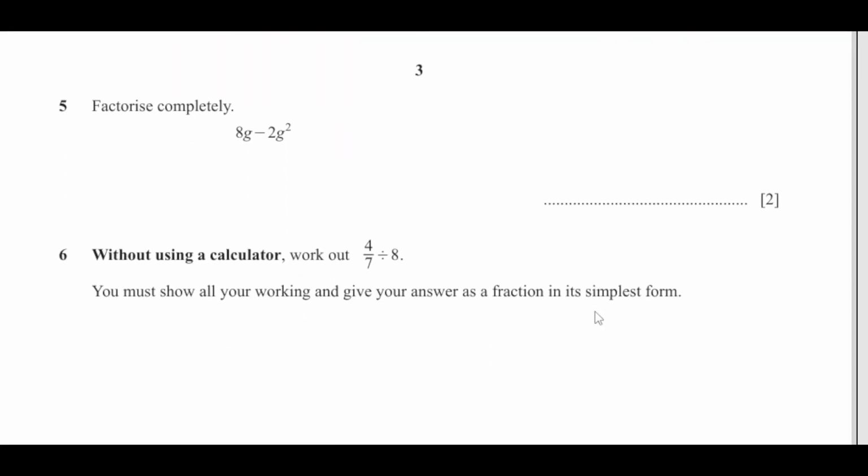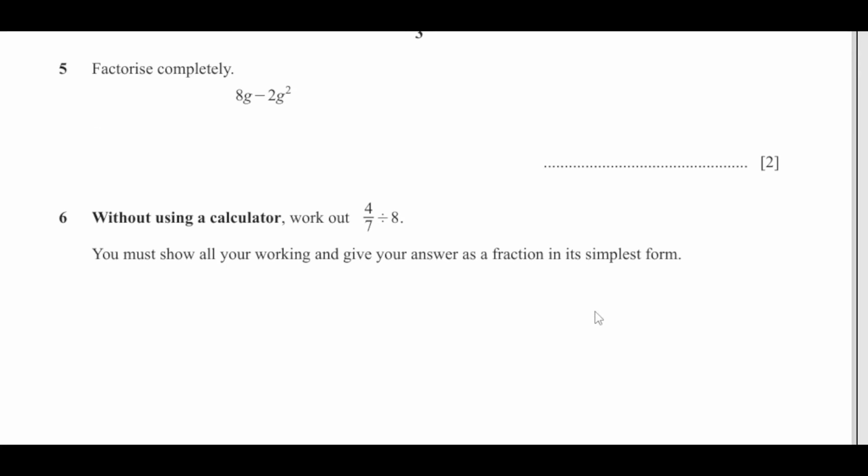Now number 5, we have here factorize. To factorize, we are going to find out whatever is common. First of all, 2 and g. So when you take out 2 from here, it will be 4. -2 is gone out, only 1 g is left. So this is the final factorization, 4 minus g.